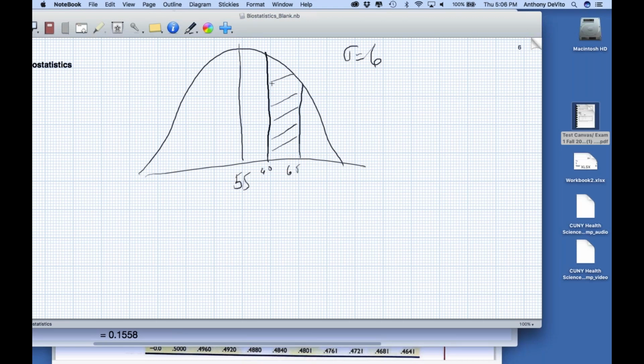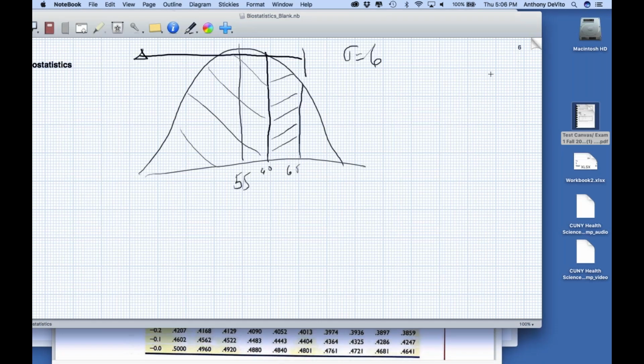So first thing I'm going to do is figure out what the area is from here down. That's going to give me everything from there down. And then I'm going to figure out what the area is in here and subtract it from that. So all that's going to be left is this area in here.